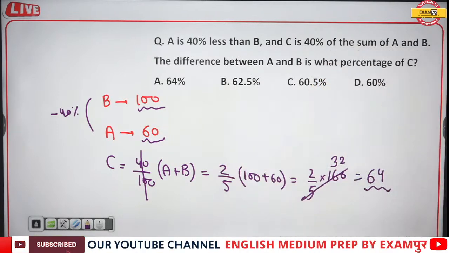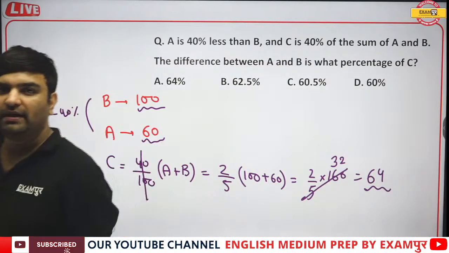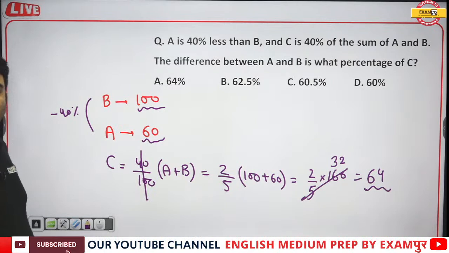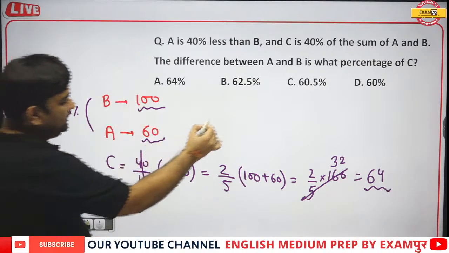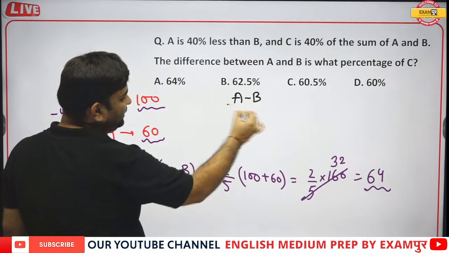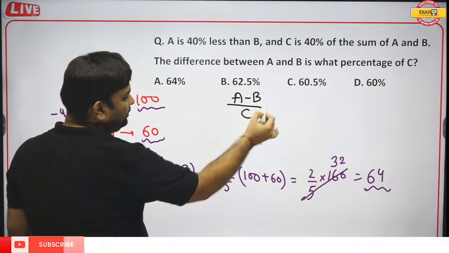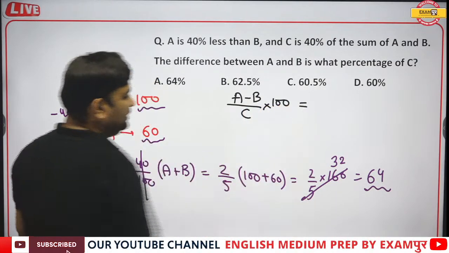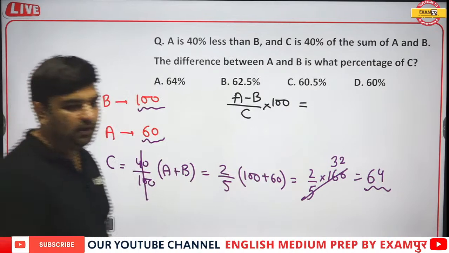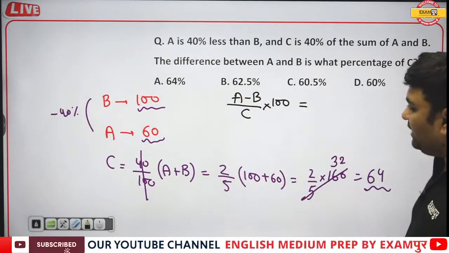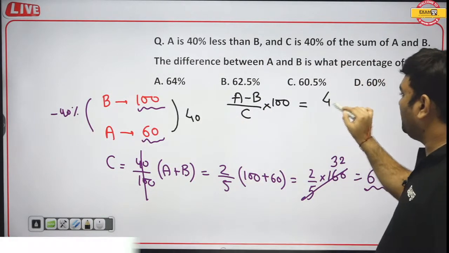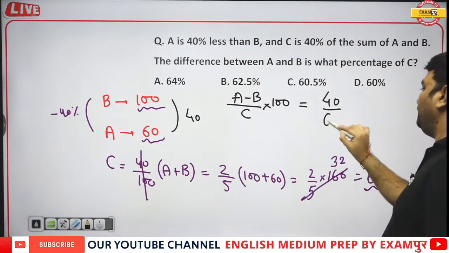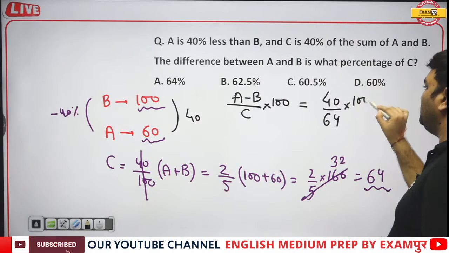Now answer whatever they are asking. They are asking: the difference between A and B is what percentage of C? So A minus B is what percentage of C into 100. What is A minus B? A minus B is 40. So 40 is what percentage of C? And C is 64, so 40 by 64 into 100.